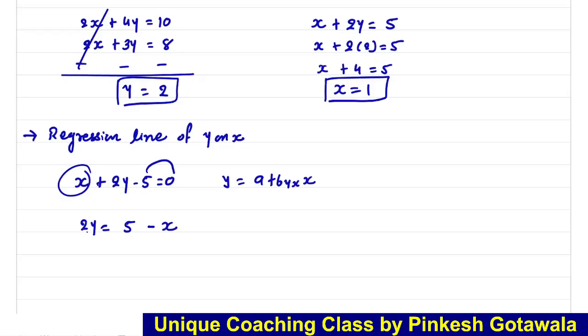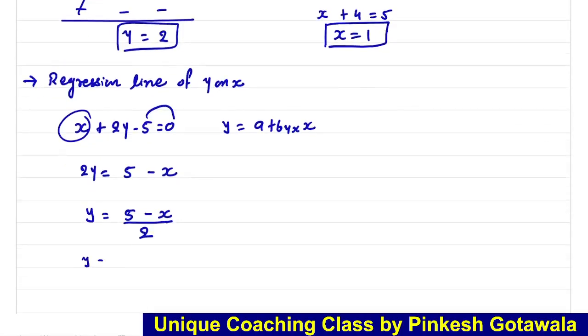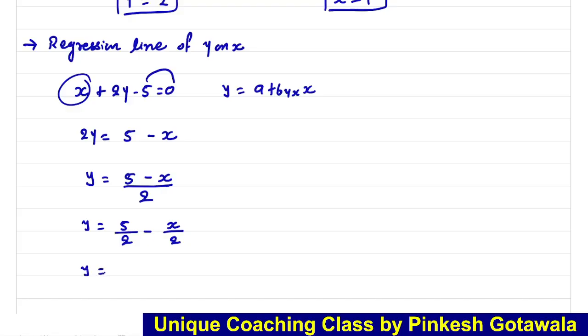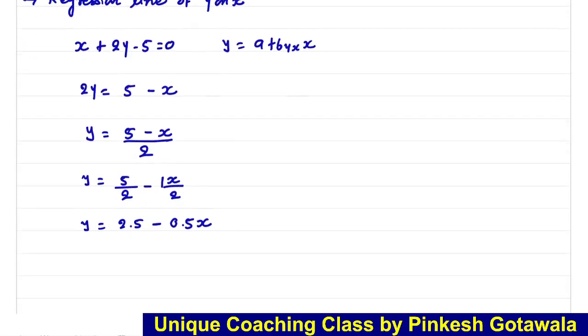Okay. Now we need only y. So this 2 would go to the other side: 5 minus x divided by 2. Now divide by 2, so 5 divided by 2 and x divided by 2. Now if we divide that, 5 divided by 2 is 2.5, and here there is nothing but there must be 1. Okay, coefficient સહગુણક એક તો હશે, so 1 divided by 2 is 0.5x. Clear? Now let's write the base form.